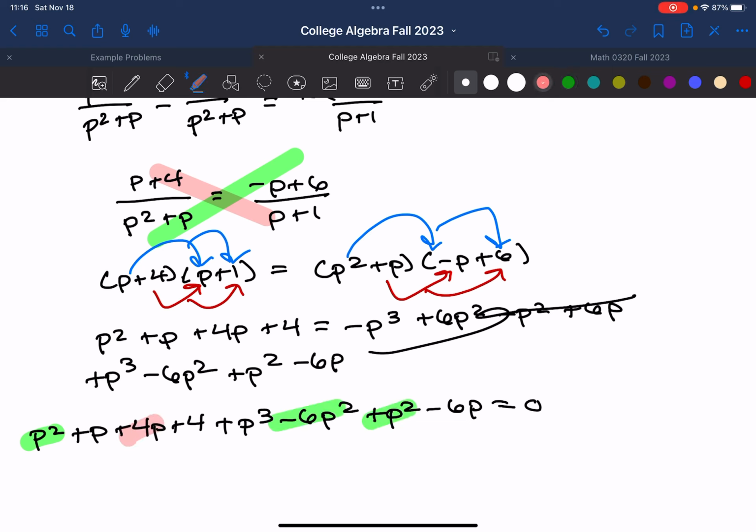Here's my p's, and then it looks like I just have one constant and one p cubed. So that means I have p cubed, and then p squared plus p squared is 2p squared, minus 6p squared is negative 4p squared. Okay, now looking at the p's, I have p plus 4p, which is 5p. 5p minus 6p is negative p, and then plus 4 equals 0.